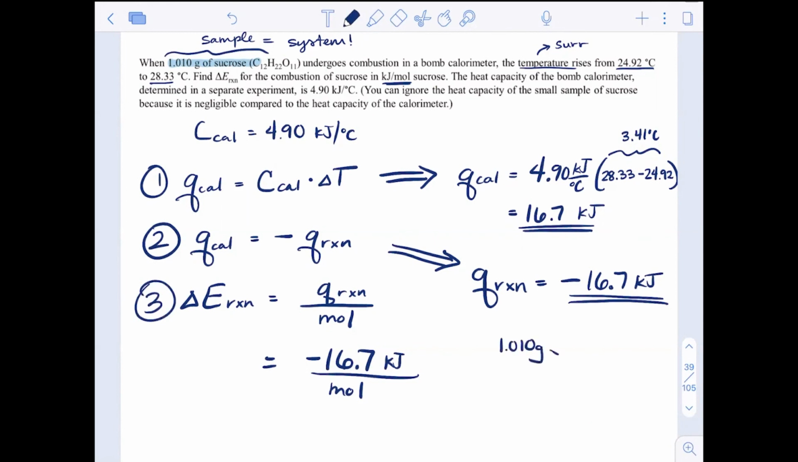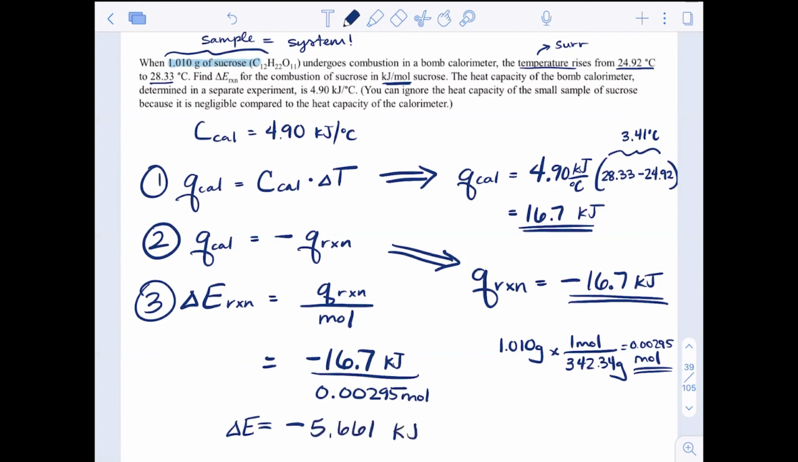1.010 grams of sucrose times 1 mole over the molar mass, 342.34 grams. We're getting 0.00295 moles. That many moles is going to become our denominator. Usually in bomb calorimetry, in these combustion reactions, we get very, very large exothermic delta E's. Negative 5,661 kilojoules per mole. To keep this into 3 sig figs, you can do one of two things.